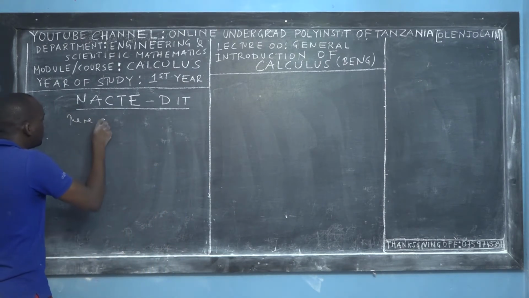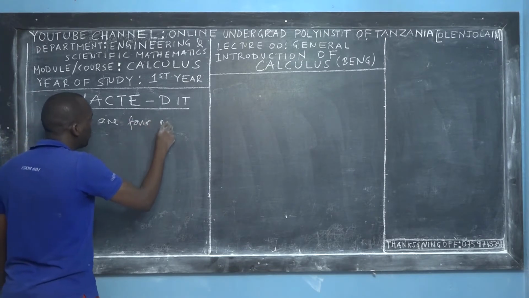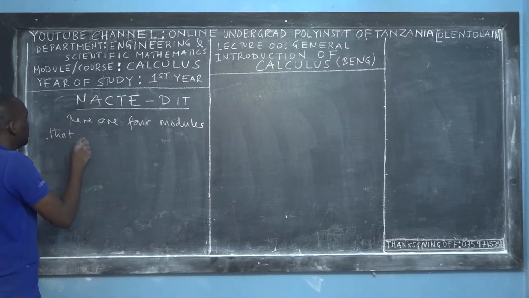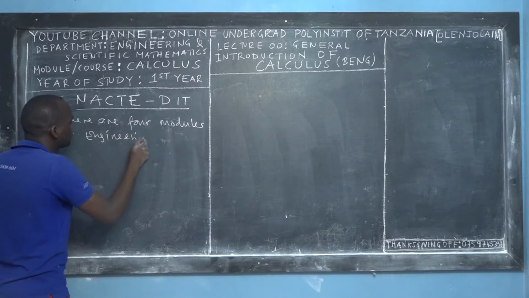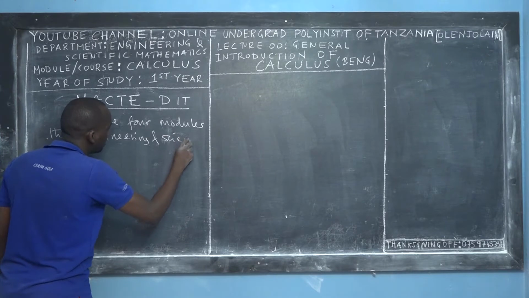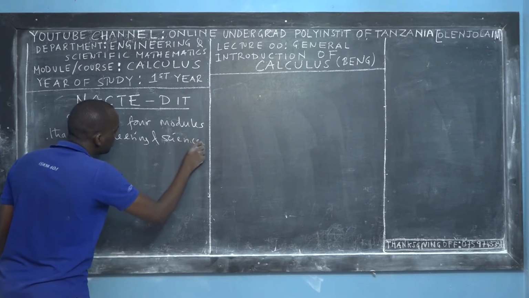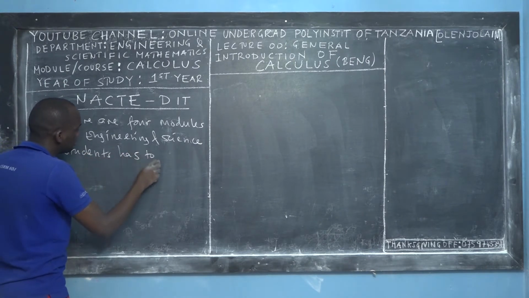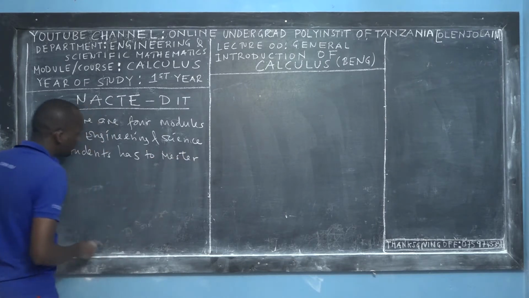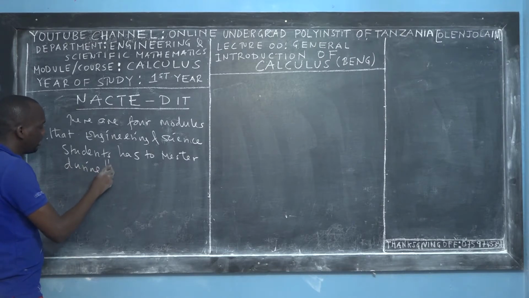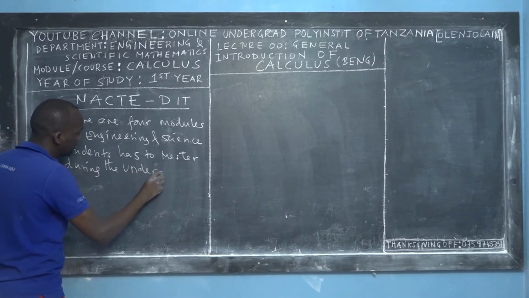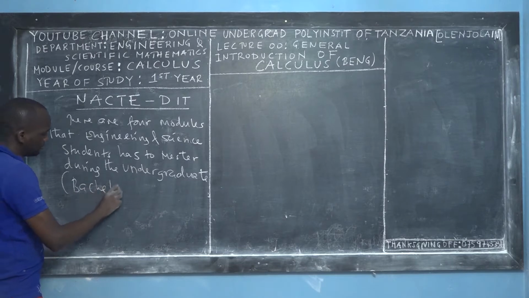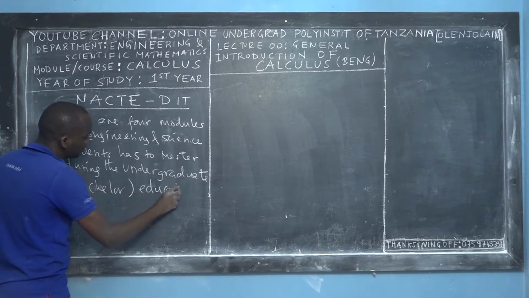So there are 4 modules. We call them modules, not subjects, not courses. There are 4 modules that an engineering and science student has to master during undergraduate, or in Tanzania we call it bachelor education. So I'd like to mention them.